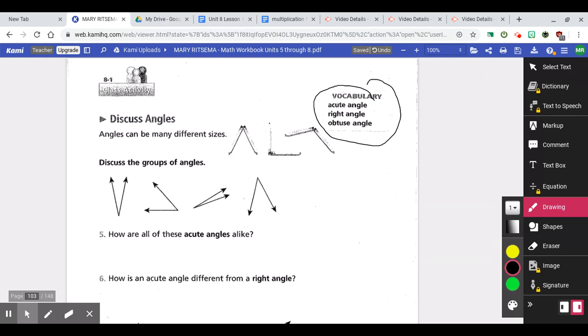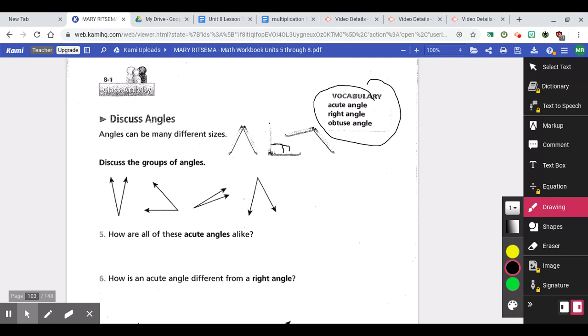When they are a right angle, like this middle picture, it forms a perfect L or a perfect T. You will often notice a little box in the corner showing that it makes a perfect square or a perfect L or a perfect T. So you can always spot a right angle because it will have that little square in the corner. Later on in the extensions, you can go around your house and look for as many right angles as you can. They're all over the place.